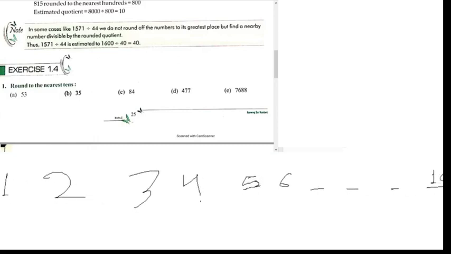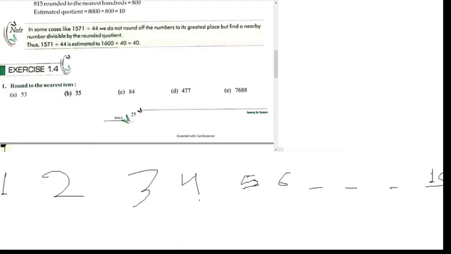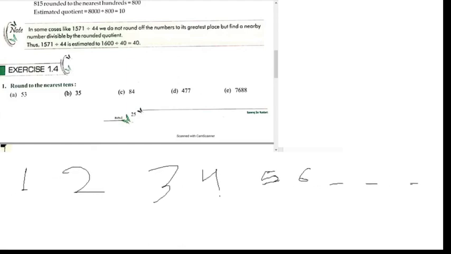See, I am writing here 1, 2, 3, 4, 5, 6, and 10. In this way numbers I am writing. Okay. Now, a few questions I am going to ask you.